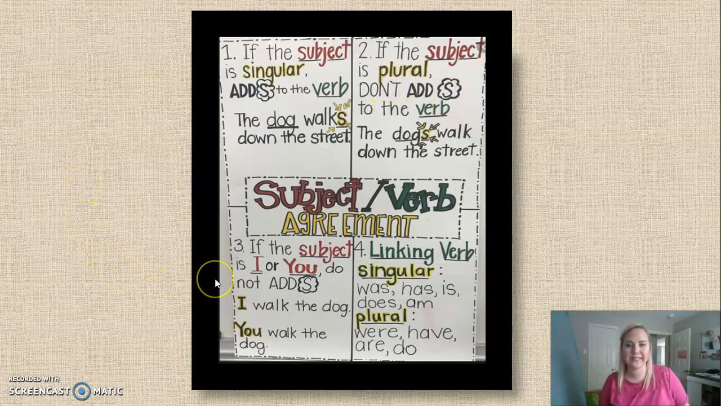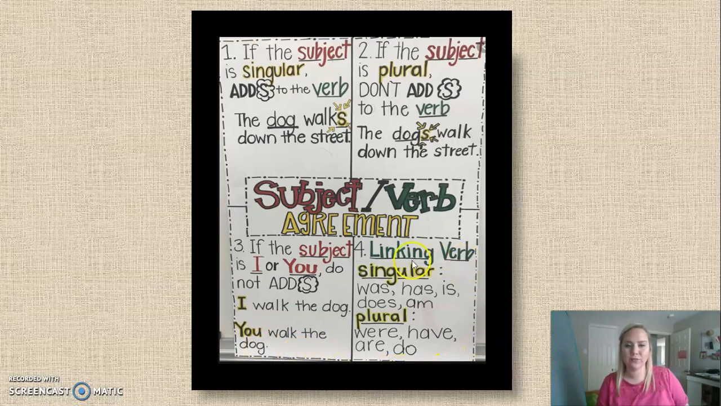Let's look at rule 3. If the subject is I or you, we don't add an S to that. For example, I walk the dog. I don't need to add an S to my verb. I walks the dog does not make sense. I walk the dog. So in this case, it would be singular and singular. You walk the dog. I'm talking about one person, but the S would not sound correct. You walks the dog would not make sense.